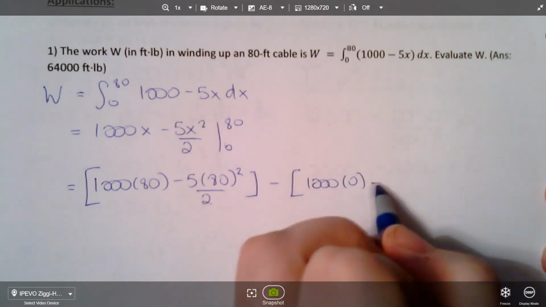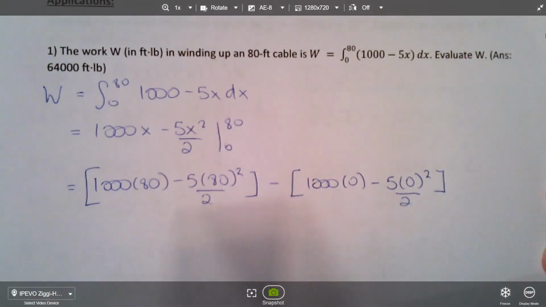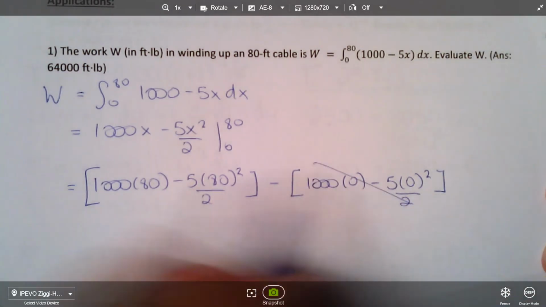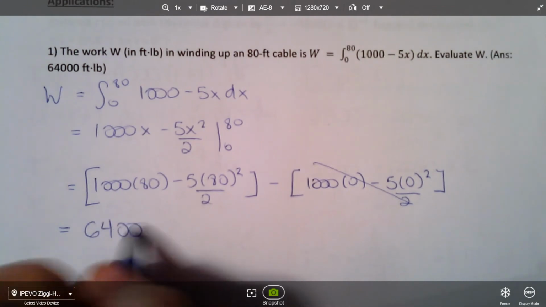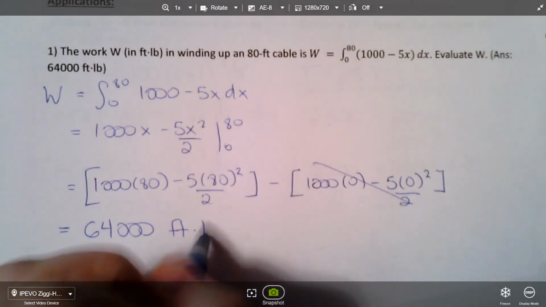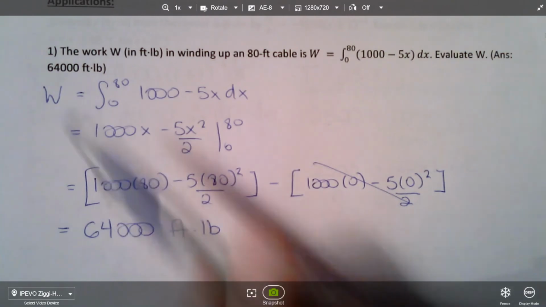Now I don't want to make assumptions, but I can tell that this second piece is going to be 0. With a quick glance, I can see 0 and 0, so that is going to be 0. Again, don't make assumptions, but if you look ahead, this times that, minus that, it's all going to be 0. I don't need to evaluate that, so that's gone. And I get 64,000 foot-pounds, which is my answer.